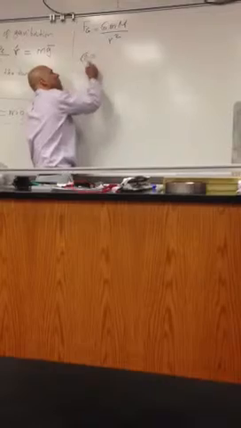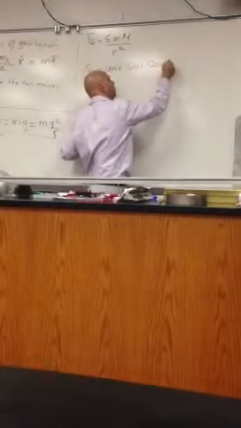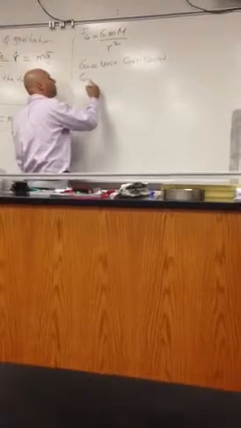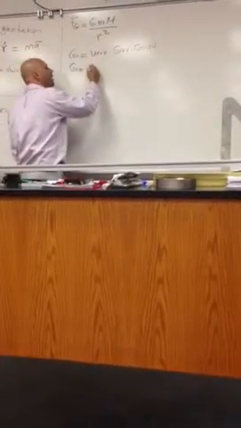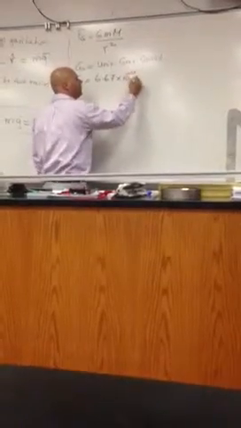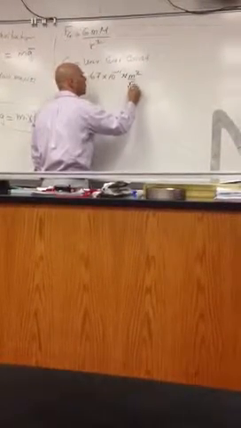G is called the universal gravitational constant. The universal gravitational constant, G, was found by Cavendish, as I said before, at MIT, and is equal to 6.67 times 10 to the negative 11 newton meter squared over kilogram squared. This is G, the universal gravitational constant.